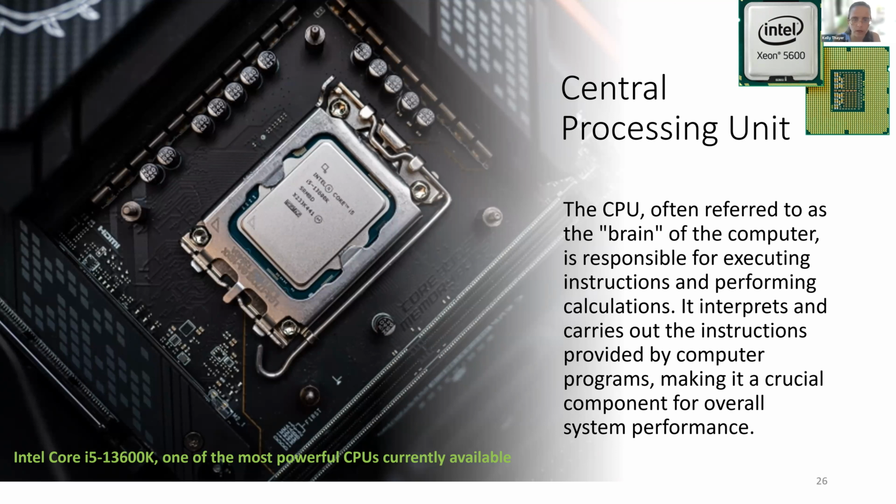So it runs your operating system, which means like your Windows or your Mac or your Chromebook or whatever operating system you are running. All the processes that are involved in that are going to go through this processor here. It interprets and carries out the instructions provided by the computer programs, making it a crucial component for overall system performance. And so it largely is what will be responsible for how fast your computer will be able to run.